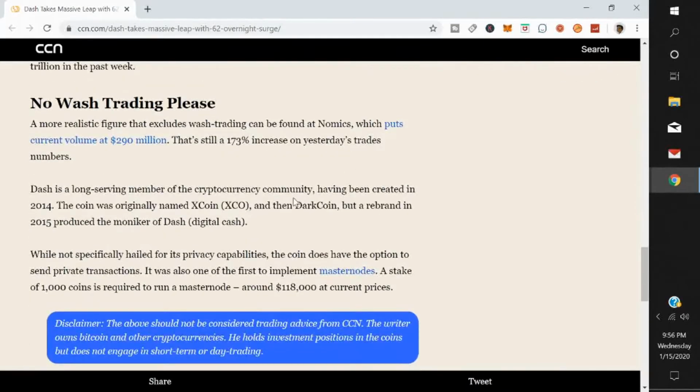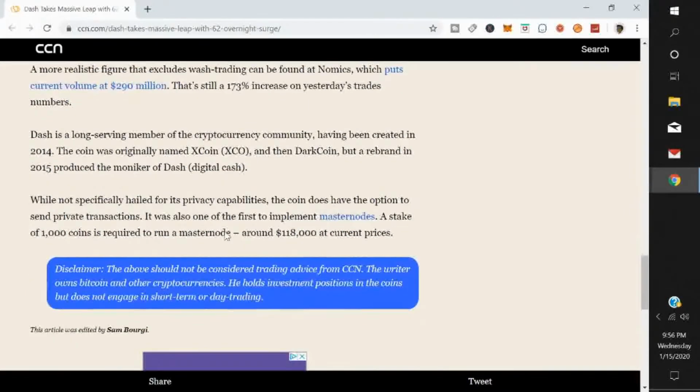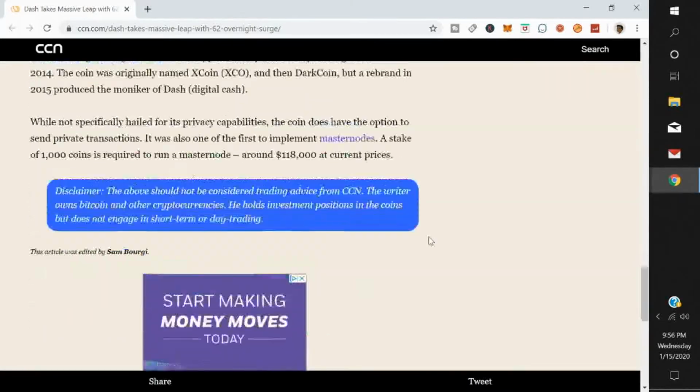Dash is a long-serving member of the cryptocurrency community, having been created in 2014. The coin was originally named Xcoin and then Darkcoin, but a rebrand in 2015 produced the moniker of Dash Digital Cash. While not specifically held for its privacy capabilities, the coin does have an option to send private transactions. It is also one of the first to implement masternodes. A stake of 1,000 coins is required to run a masternode, around $118,000 at current prices.